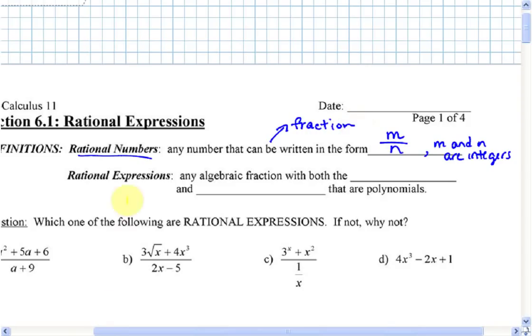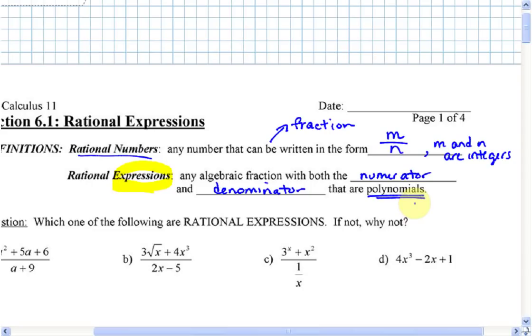Today, I want to talk about rational expressions. This is a little bit different in the sense that we're talking about any algebraic fraction with both the numerator and the denominator being what I call polynomials. Now, you might have forgotten what a polynomial is. I think most of you have. Anyone remember what a polynomial is? Or can give me an example of what it would be?